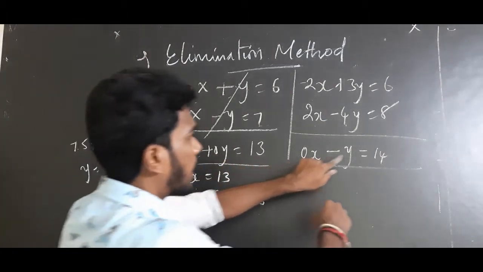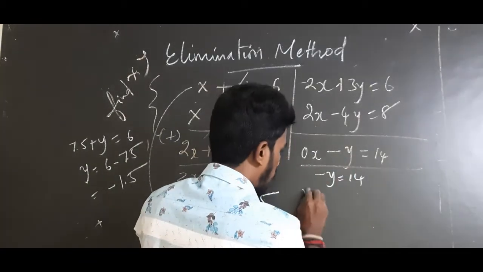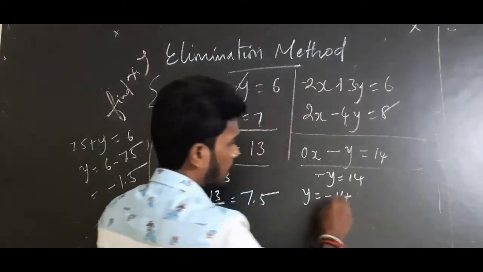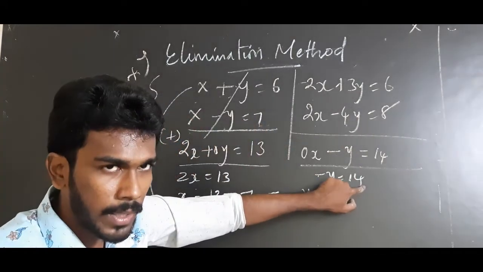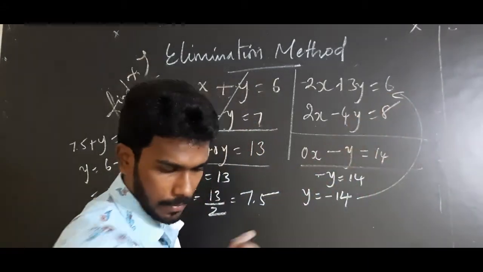Same here. 0x minus y is equal to 14. Then what will be y? Y will be equal to, this negative sign will be given to that side, minus 14. So minus y is equal to 14 means then y equal to minus 14. Substitute this value in any one of these equations.